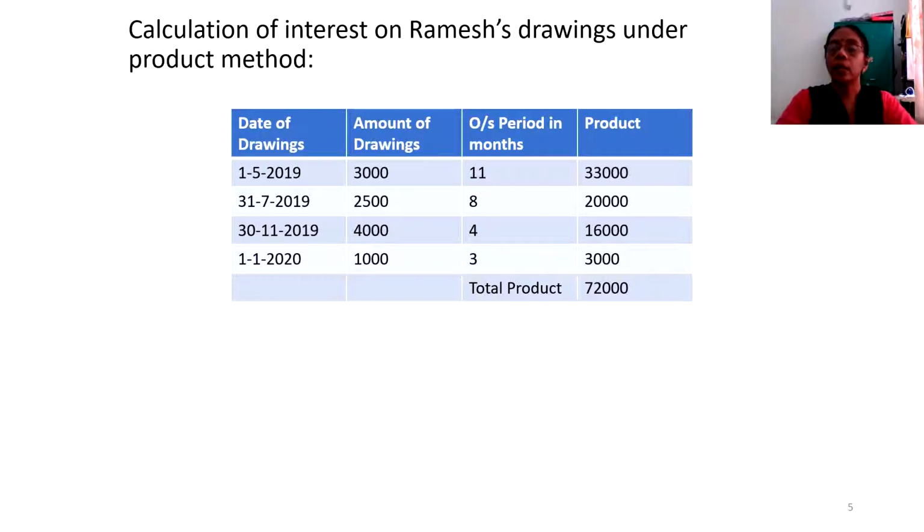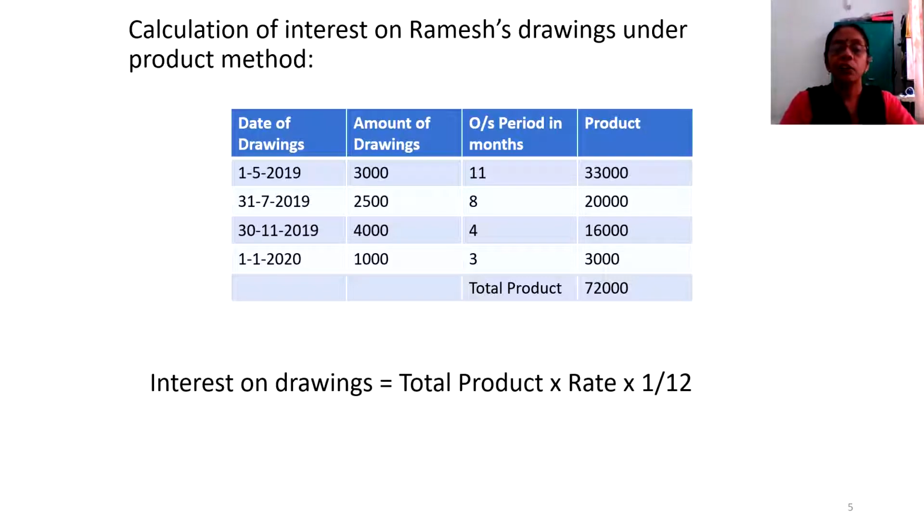Now add this last column. 33,000 plus 20,000 plus 16,000 plus 3,000 will give you 72,000. You can pause the video here, use the calculator, work on the sums.